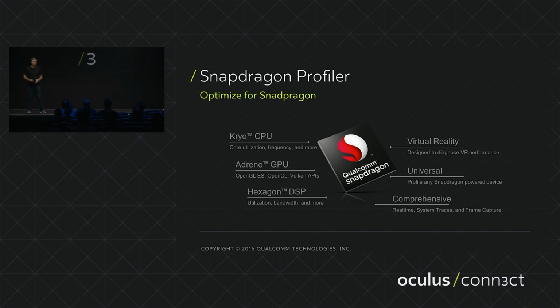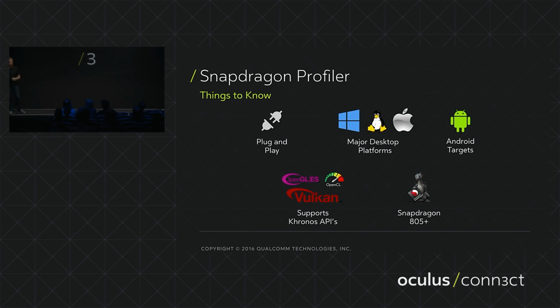The next tool is Snapdragon Profiler, and this is our system profiler. You profile across the CPU, the GPU, the DSP, looking at power, thermal, looking at network data. Basically everything that's happening on the SoC, we try to provide information for you. We have been working with various partners to make it better for virtual reality applications and understanding what's happening there. And it's plug and play, so you can use it over USB or Wi-Fi. Works across major desktop platforms. It focuses on Android targets. We do support all the major Khronos APIs, including Vulkan. And the one caveat is that it works with Snapdragon 805 and newer devices.